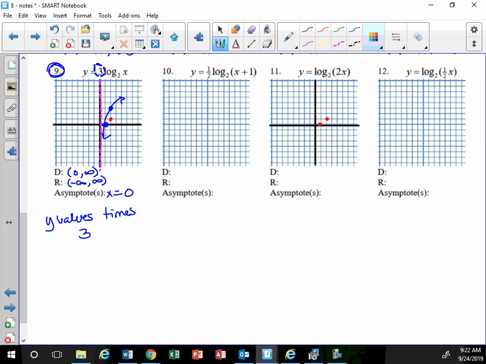So (1, 0) is actually going to become (1/2, 0), so it gets all smushed in here. And (2, 1) is going to become (1, 1). So what you are doing is multiply x values by 1/2, okay? Or divide them by 2, whichever way you want to think about it. Again, this is not going to be a huge part of what I ask you to do, but just so you've at least seen it. So you have this little teeny tiny graph now that's smushed horizontally.